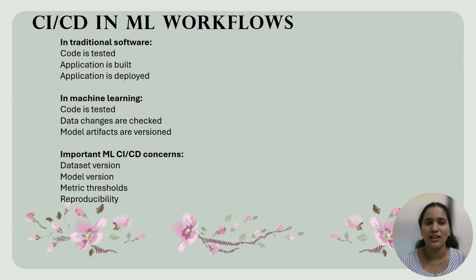There are several important concerns in ML CI/CD. Dataset versioning keeps track of the data used to train a model, while model versioning allows teams to manage and compare different model releases. Metric thresholds ensure that the new model is only deployed if it meets the required performance standards. Finally, reproducibility ensures that the same model can be recreated using the same data, code, and configuration. This practice helps make machine learning deployment reliable, consistent, and easier to manage.